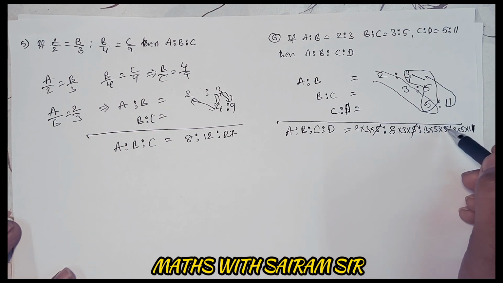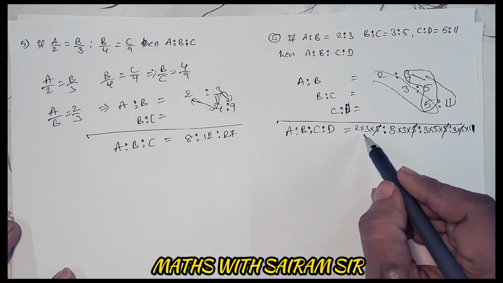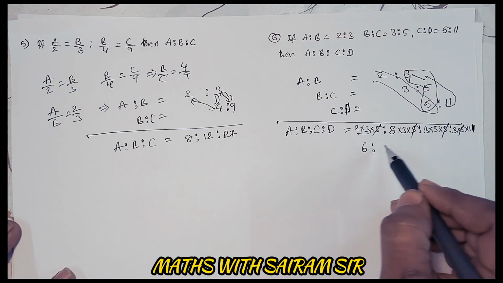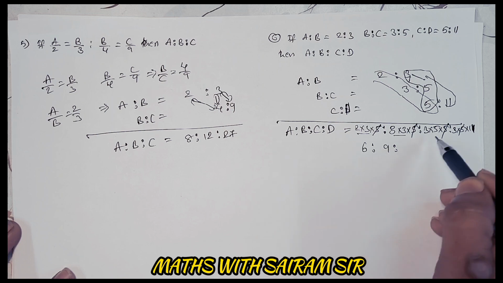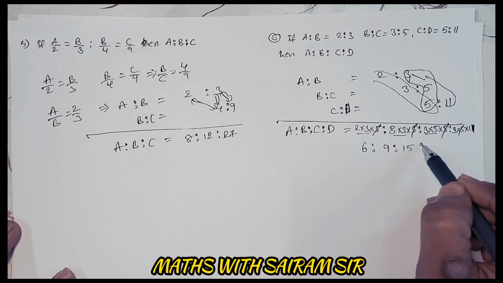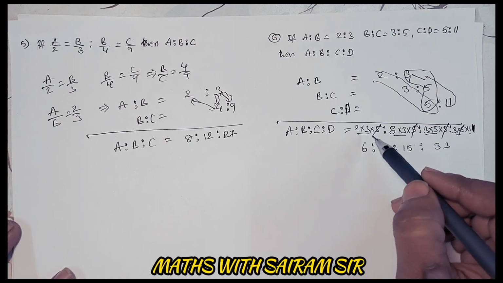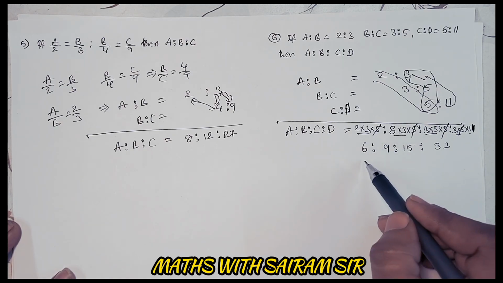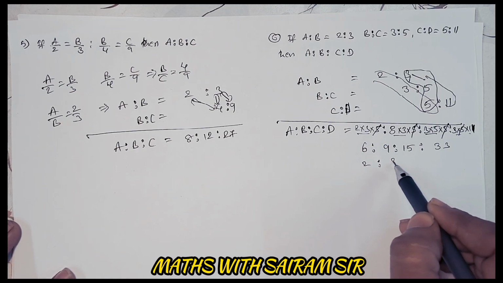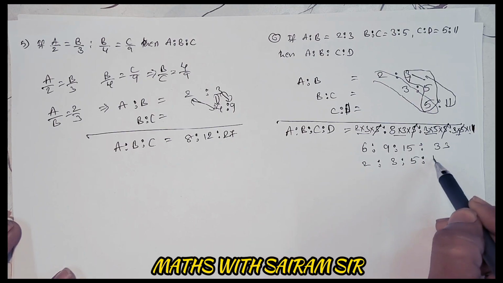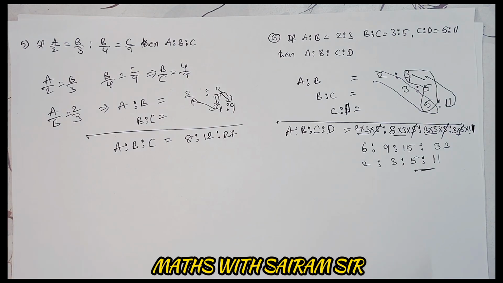5 is common in all, so we can cancel. So what is left over here? 2 3s are 6. Here what is left over? 9. This is 15 and this is 33. Again 3 is common, so by dividing by 3 we get 2 is to 3 is to 5 is to 11. Okay, so the required ratio is 2 is to 3 is to 5 is to 11.